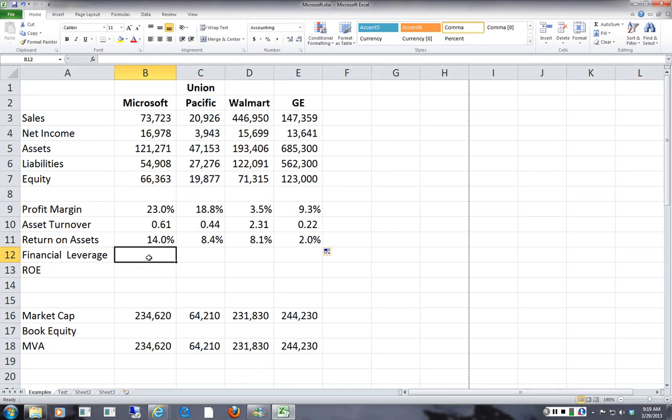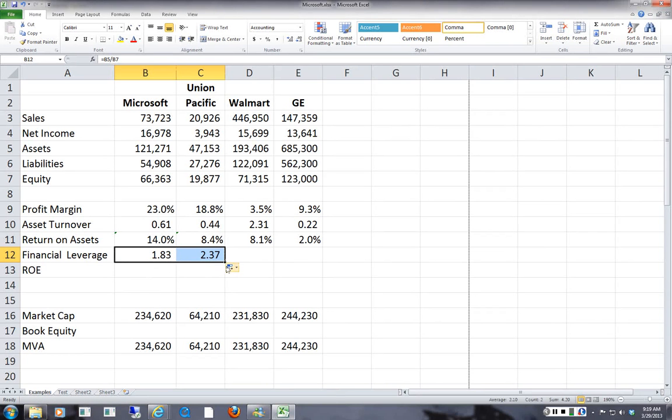Now the next thing we want to analyze is the financial leverage. We're going to take the assets and divide them by the equity. In this case, it's 1.8. So Microsoft has some liabilities, some bonds and financial instruments, which becomes a leverage for them to leverage their business. Let's just go across here first.